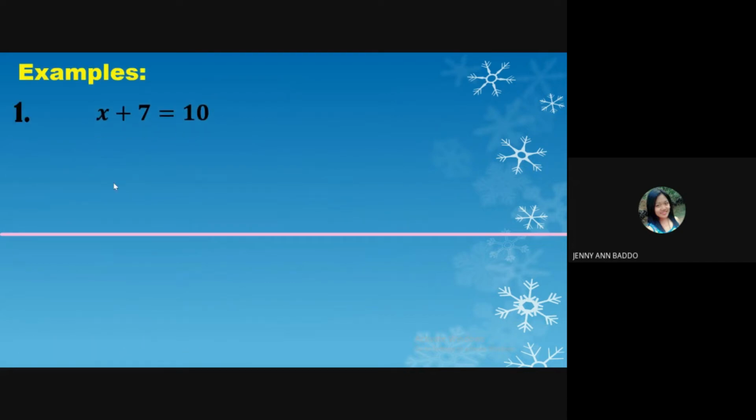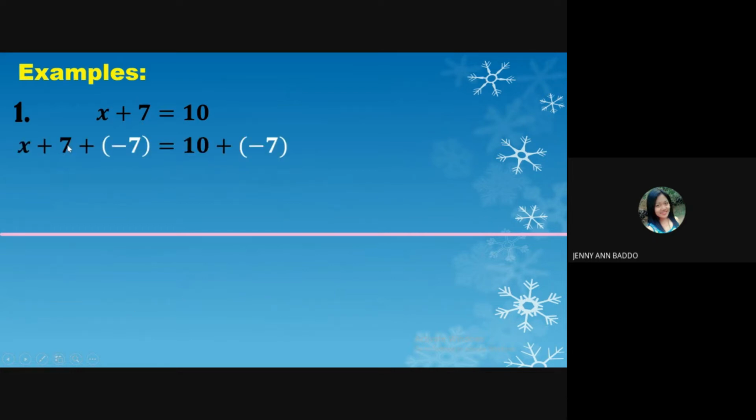Let us have examples. First, x plus 7 equals 10. We have to solve for x. So to do that, we have to isolate the variable x on one side of the equation. That means we have to get rid of this positive 7. So to do that, we have to add its additive inverse.